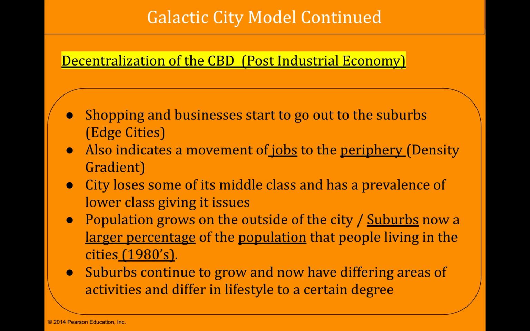Population will continue to grow, where suburbs will have the largest percentage of population in the 1980s. But as we already saw, there's spread-out development, there are gaps within those developments, within the economic nodes of a galactic city. And suburbs will continue to grow, as will the demand for activities and lifestyle.